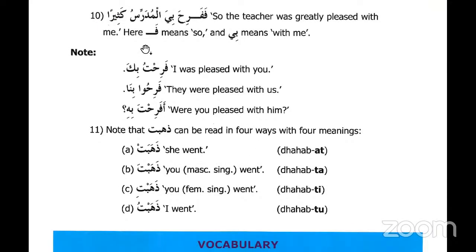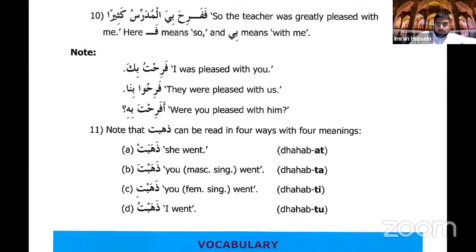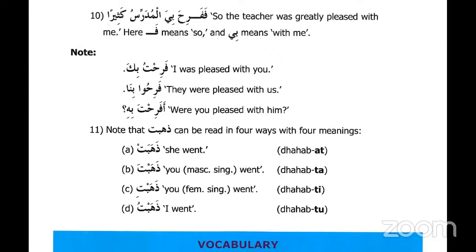Okay. Number 10. Bismillahirrahmanirrahim. فَفَرِحَ بِيَ الْمُدَرِّسُ كَثِيرًا. So the teacher was greatly pleased with me. Here, fa means so and bi means with me. Correct. Note, farihtu bika, I was pleased with you. Farihu bina, they were pleased with us. Afarihta bihi, were you pleased with him? Excellent.